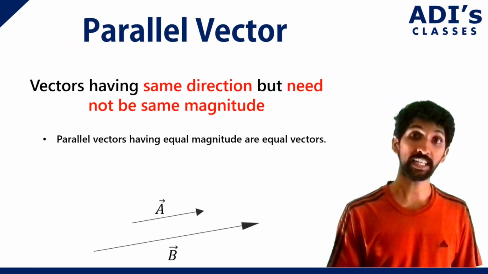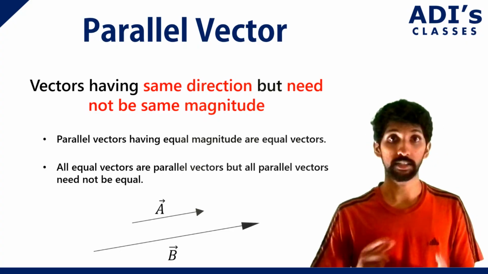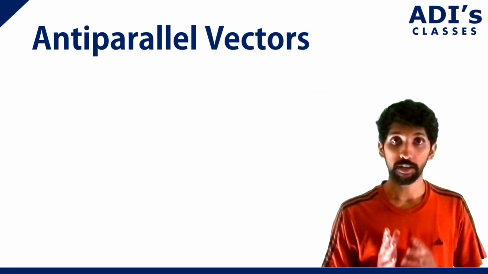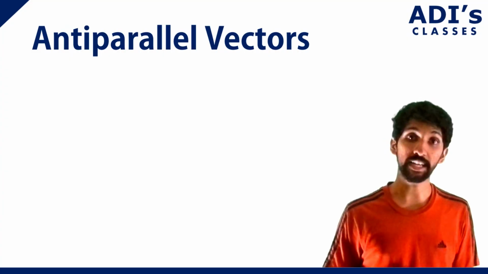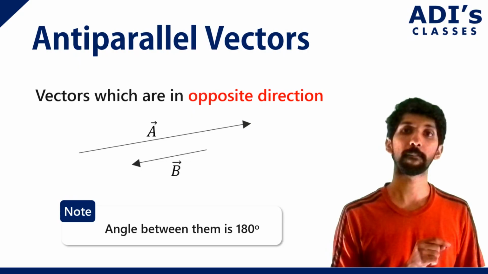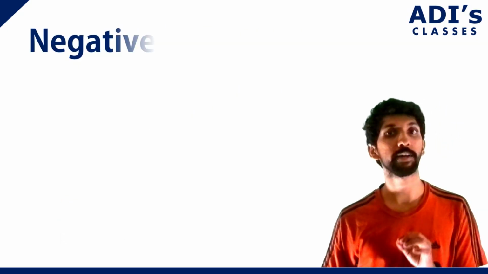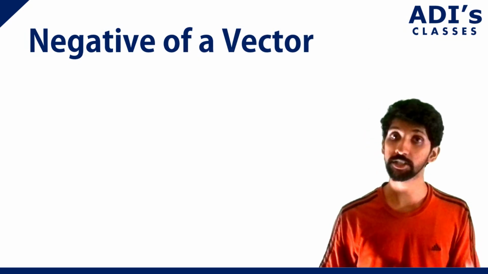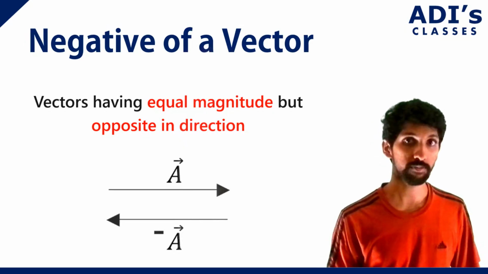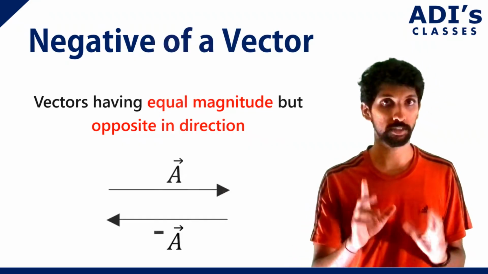Next we have anti-parallel vectors. Vector A and vector B are anti-parallel vectors, that is, there is a 180 degree shift between the two. Apart from this, you have the negative of a vector. This is vector A, and this is minus vector A. Whenever you have a negative vector, remember that only the direction is changing. Magnitude can never be negative. That's why we get the negative value. These are all the types of vectors you have to remember.